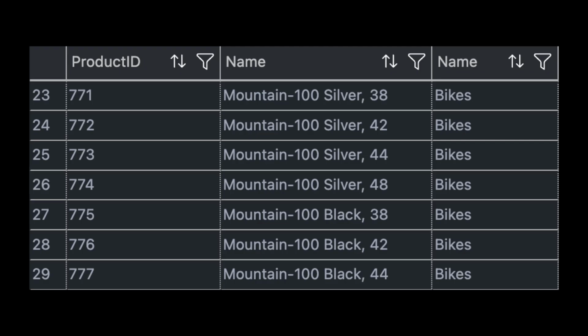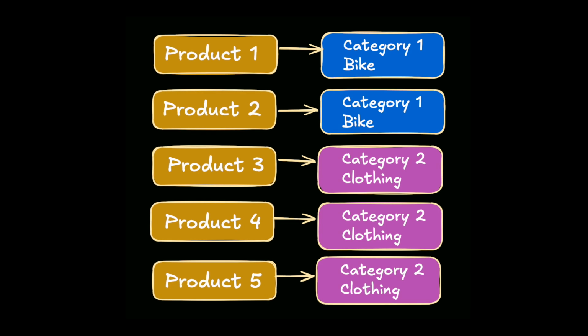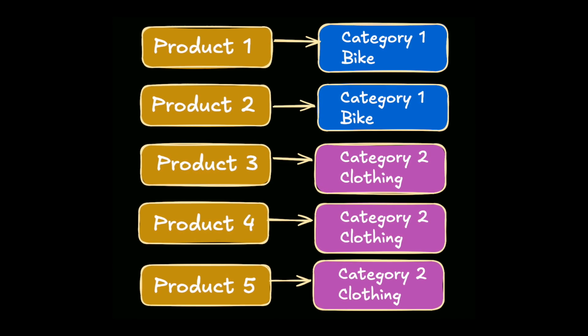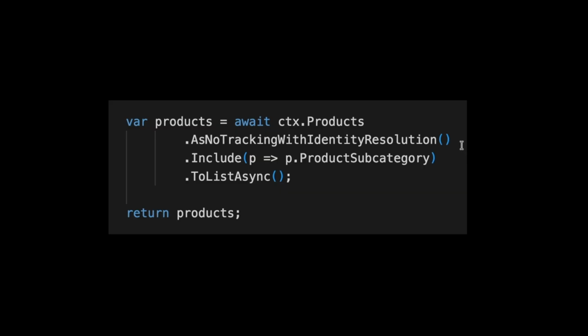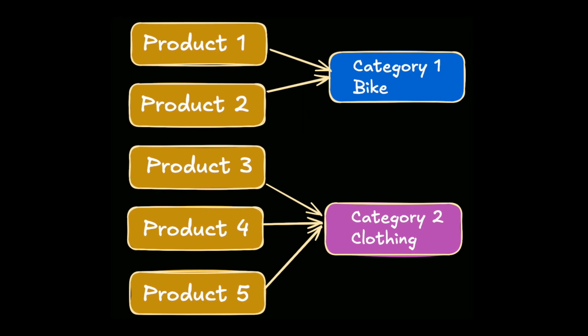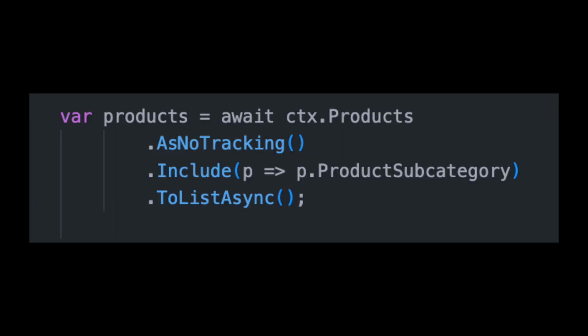But there's a catch. Here's an example. You're getting products that all belong to the same category, like bikes. AsNoTracking will create a separate category object for each product. So you'll end up with duplicate objects. In that case, use AsNoTracking with identity resolution. It's slower, but it reuses objects and avoids duplicates. But most of the time, for simple reads, AsNoTracking is enough.